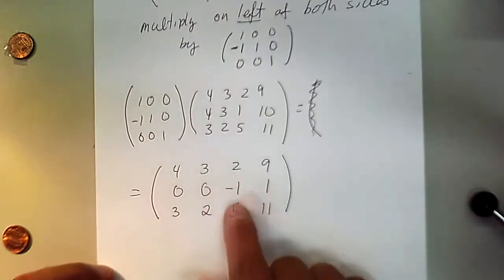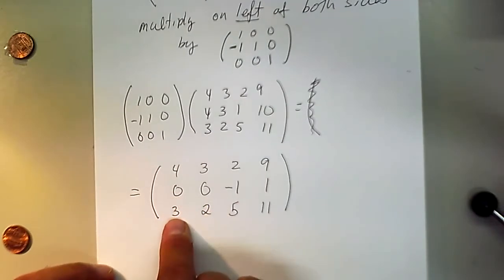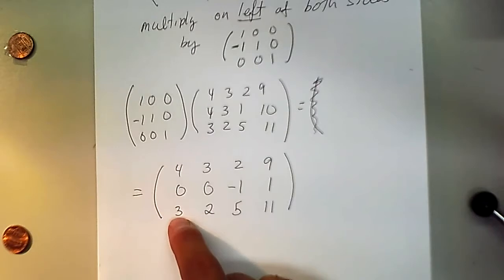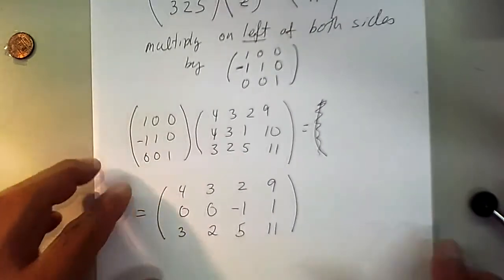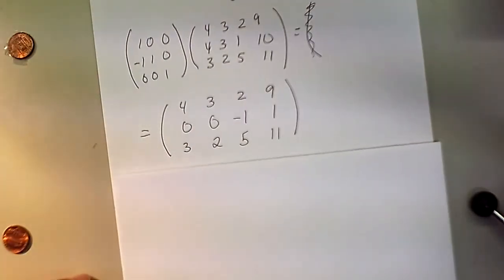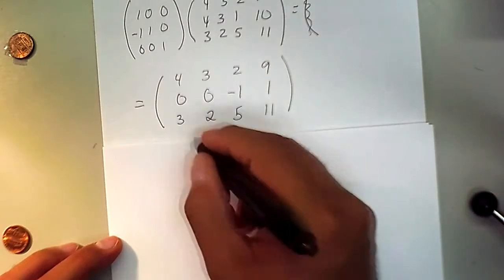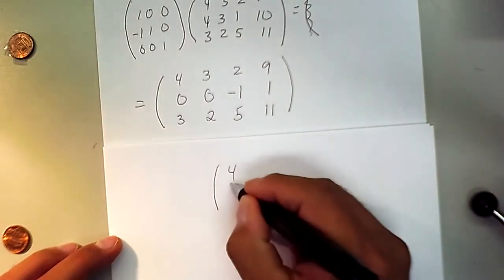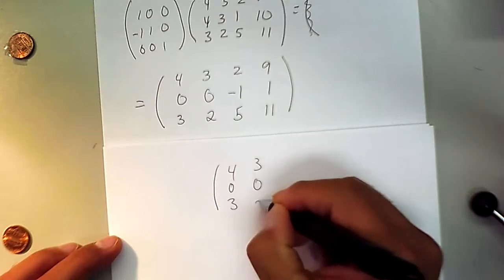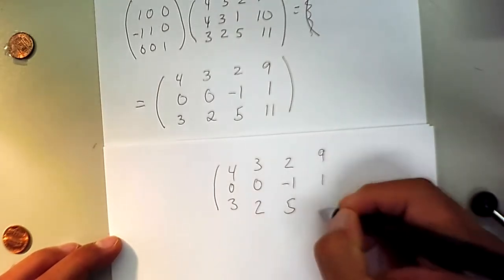Okay, so now we got this new matrix. Now, can we get rid of this guy? And the answer is yes. Okay, so here's where we may have to use fractions. I want to make sure I have enough space, so I'm going to use a new sheet. Okay, so this is, by the way, the first matrix we had. And yeah, this is a process. Let me copy this matrix again, 403, 302, 2, -1, 5, 9, 1, 11.